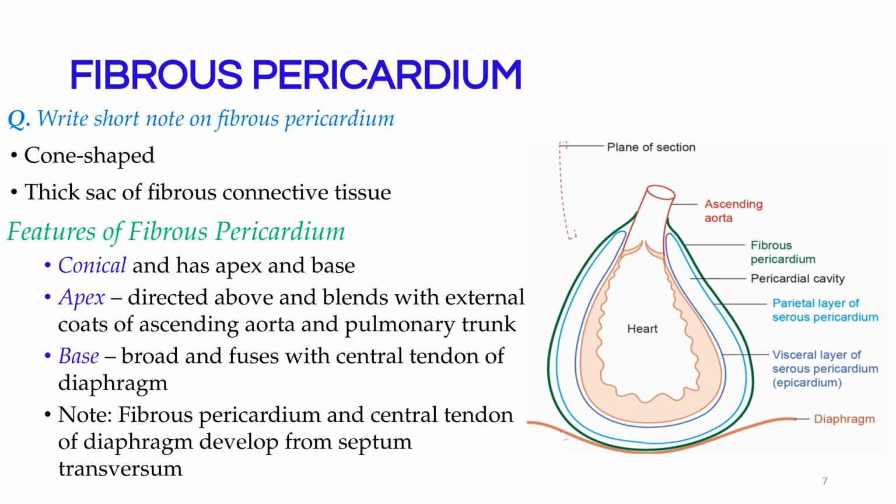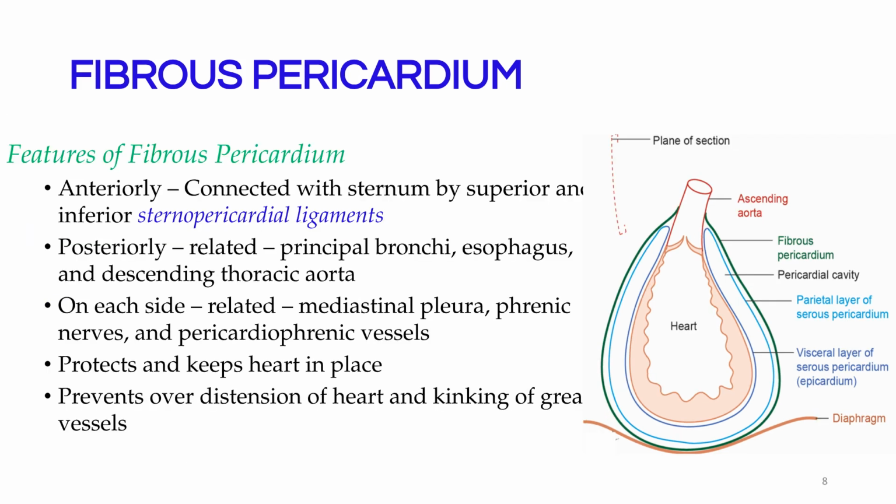The fibrous pericardium is a cone-shaped, thick sac of fibrous connective tissue. Its apex blends with the great vessels, and its broad base fuses with the central tendon of the diaphragm. Anteriorly, the fibrous pericardium is connected to the sternum by superior and inferior sternopericardial ligaments. It also protects the heart, keeps it in place, and prevents overdistension.